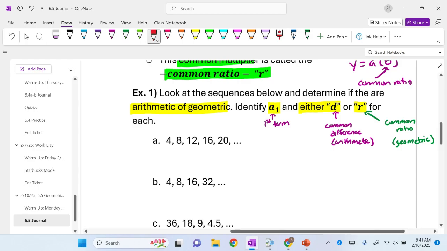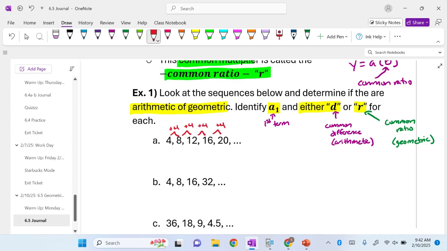We're adding 4 between all of them. So we're going to add 4. 8 plus 4 is 12. 12 plus 4 is 16. 16 plus 4 is 20. So if we're adding a number, is this going to be arithmetic or geometric? It's arithmetic because we're adding a number.